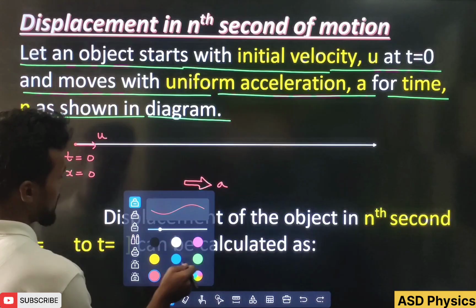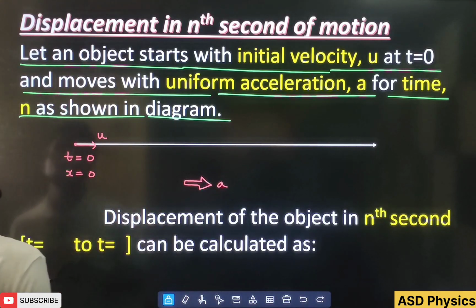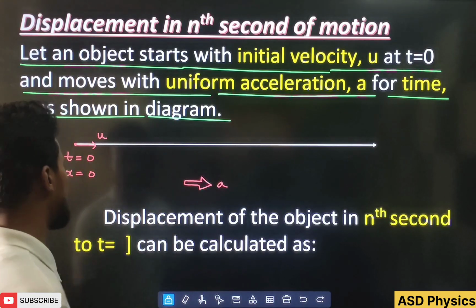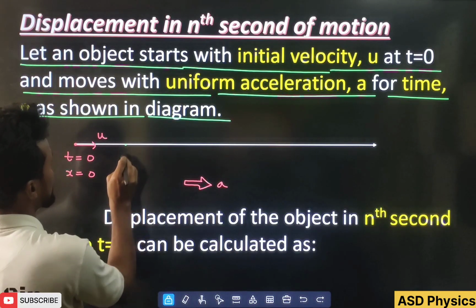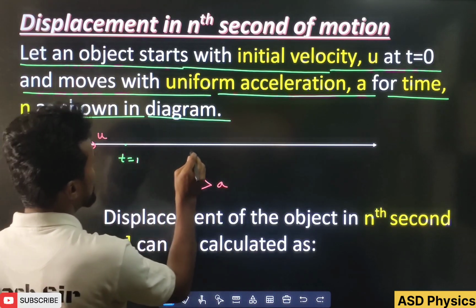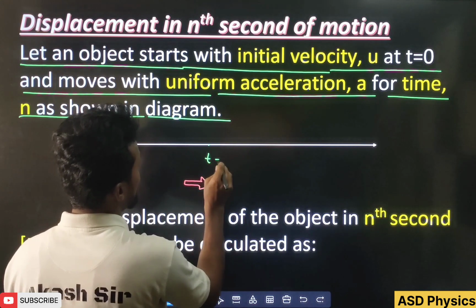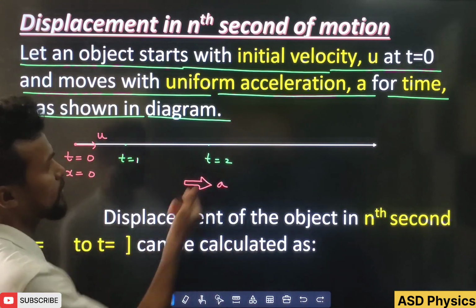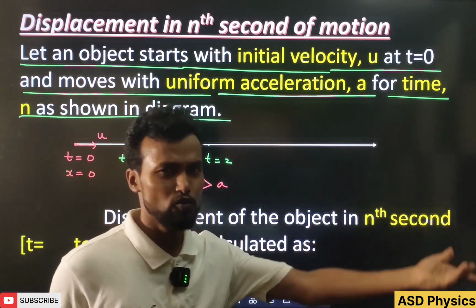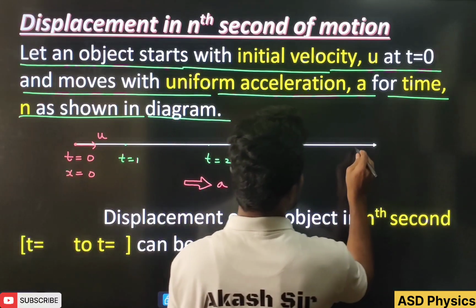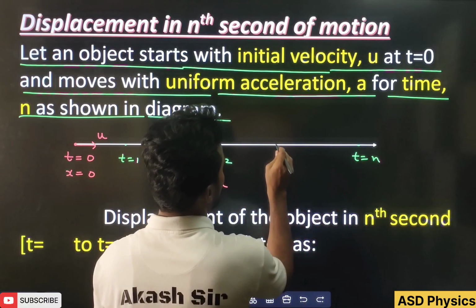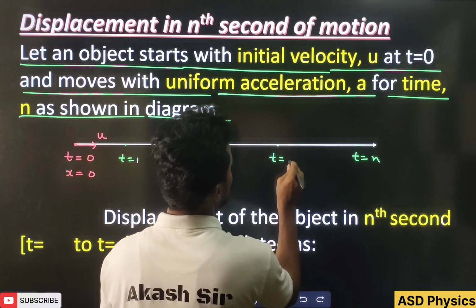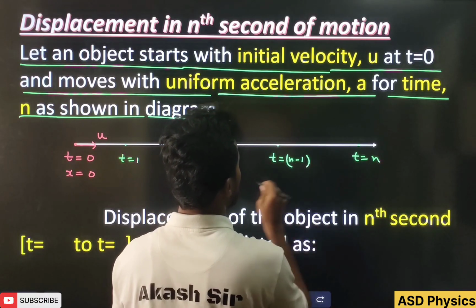Now after that, the object is going to travel for how much time? n seconds. So let's take this as t equal to 0, then this is t equal to 1, then t equal to 2. 0 to 1, 1 to 2, 2 to 3, 3 to 4, 5 to 6, like this. Here I have taken t equal to n, and before that it will be t equal to n minus 1.